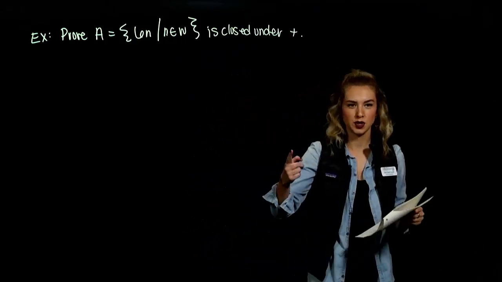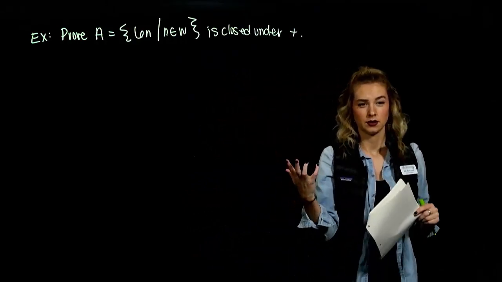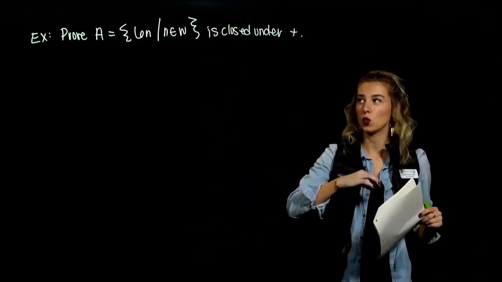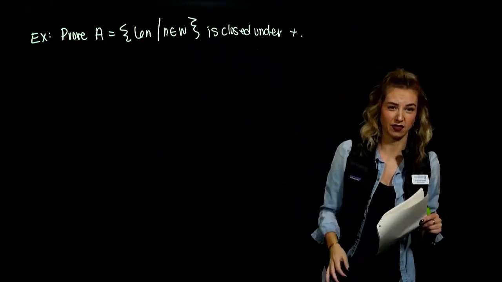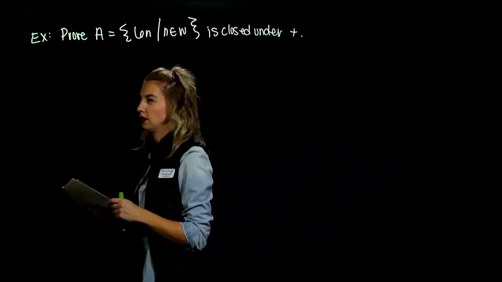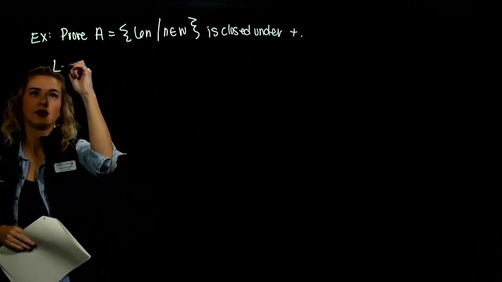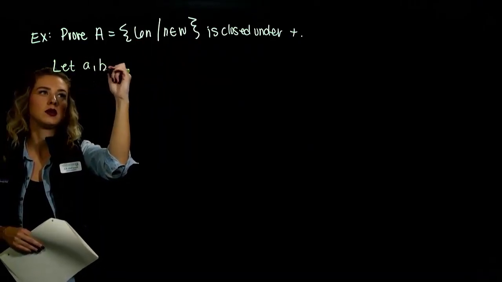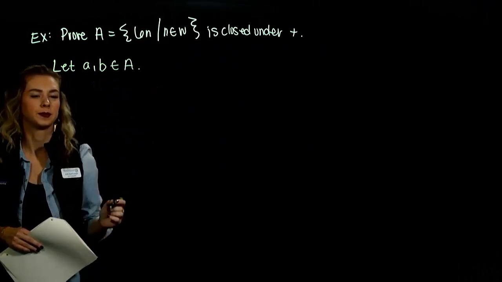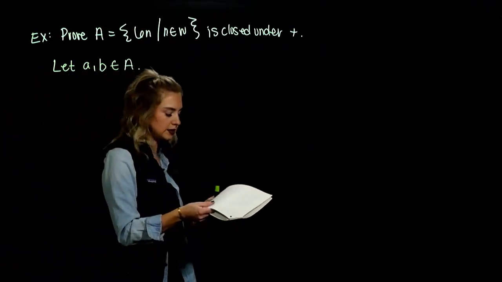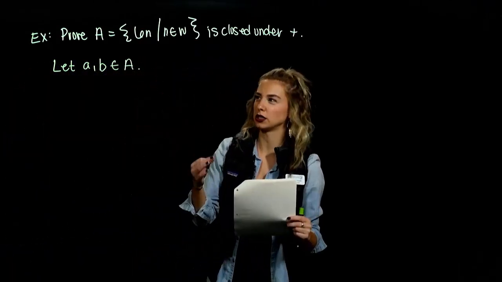So if I take two numbers from this set, then it should still live within that set if I add them together. That's what this is saying. So we have to first define two numbers that live inside of A. So I'm going to let a and b belong to A. Then what does that tell us? What do those numbers actually look like?